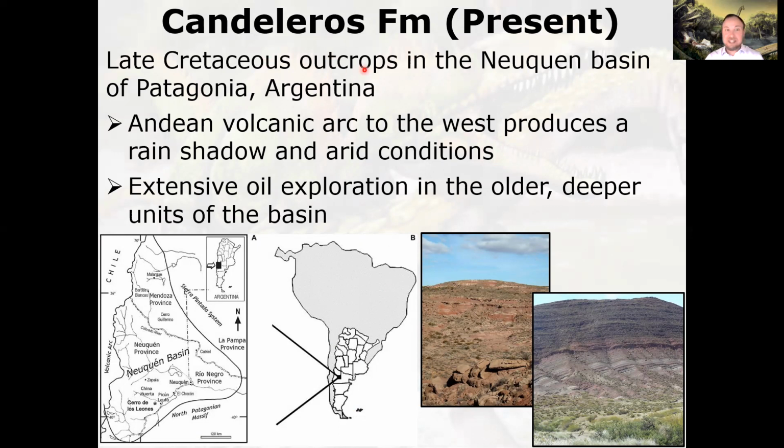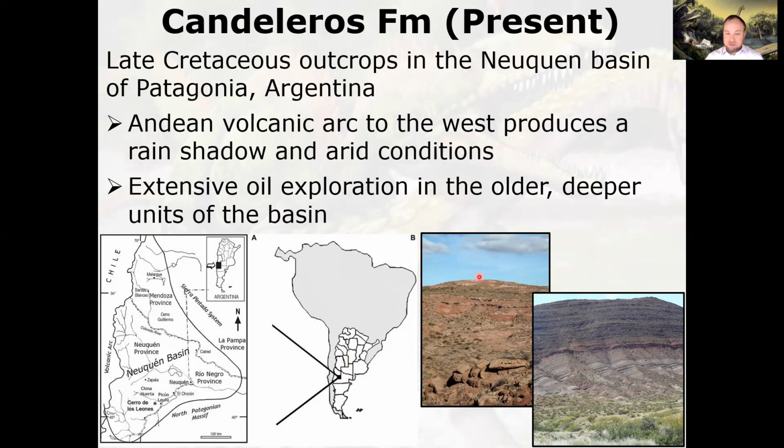But late Cretaceous outcrops in the Neuquén Basin of Patagonia in Argentina. So again, South America is here, the Andean margin over here, Patagonia down here into Argentina. We've got the Andean volcanic arc to the west, and at this latitude, the prevailing winds are from the west. And so the winds are bringing moisture off of the Pacific here, hitting the mountains, lifting up the mountains, raining out onto the west side of the mountains, and then there's no water left for the interior.